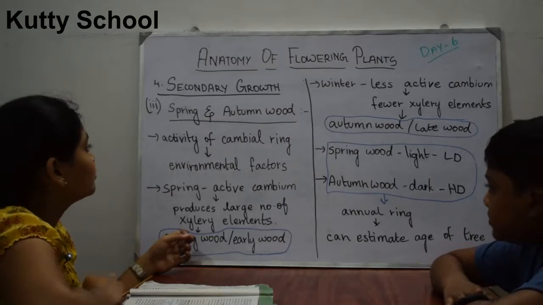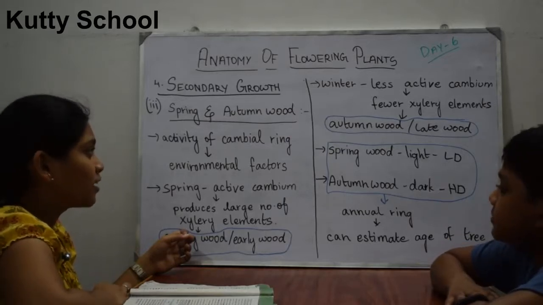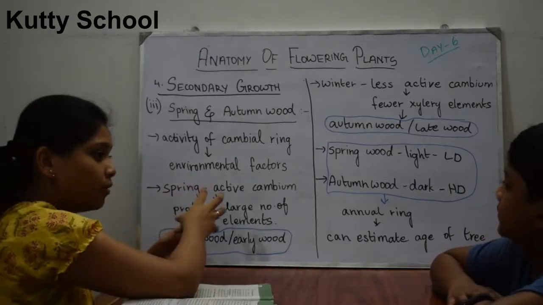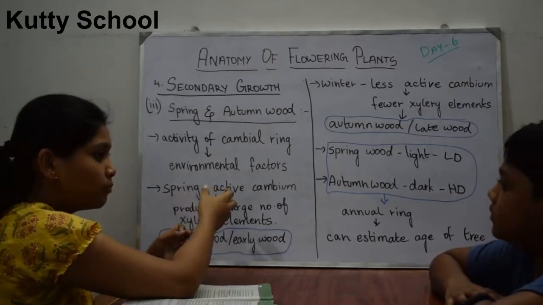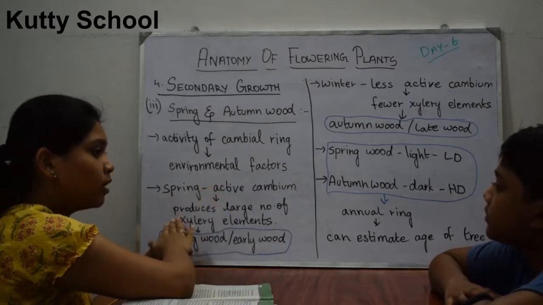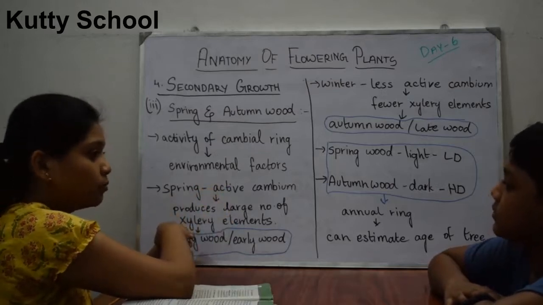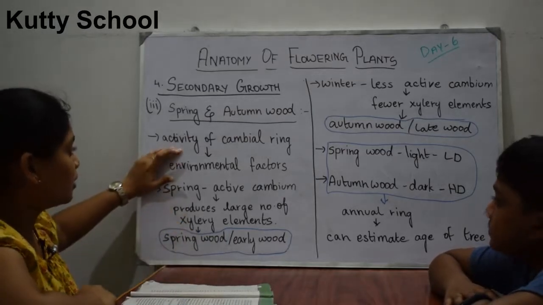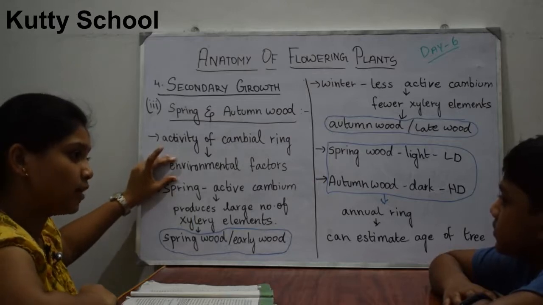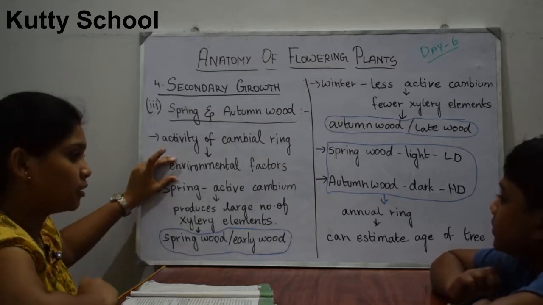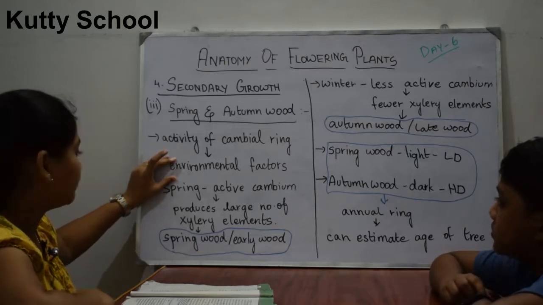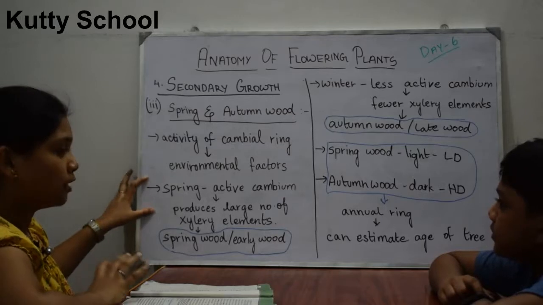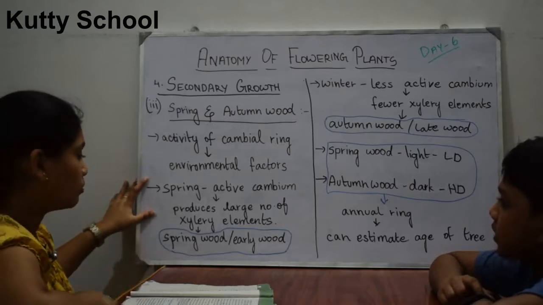Here it is based on the activity of the cambial ring. The cambial ring, as we have studied, divides to the inner side to form secondary xylem, and to the outer side towards the phloem it forms secondary phloem. This activity of the cambial ring is based on various environmental factors, like temperature, light intensity and everything. So now we are going to see what happens in spring and what happens in autumn.